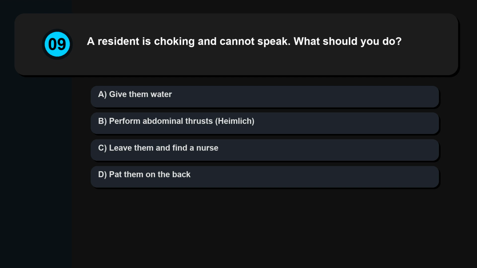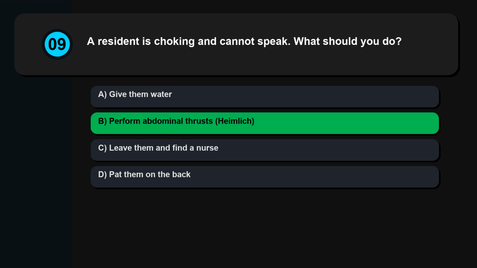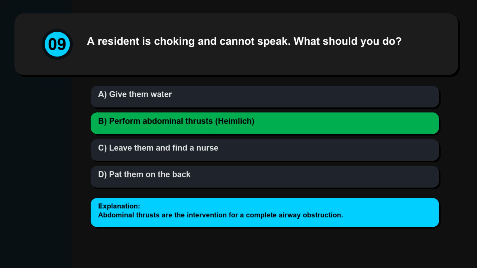Question 9. A resident is choking and cannot speak. What should you do? Give them water. Perform abdominal thrusts, Heimlich. Leave them and find a nurse. Pat them on the back. Abdominal thrusts are the intervention for a complete airway obstruction.